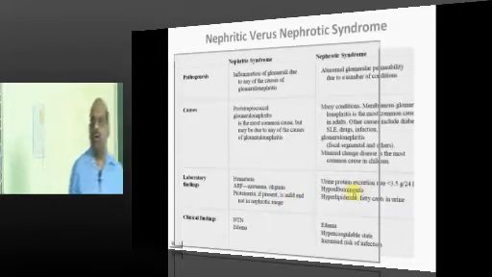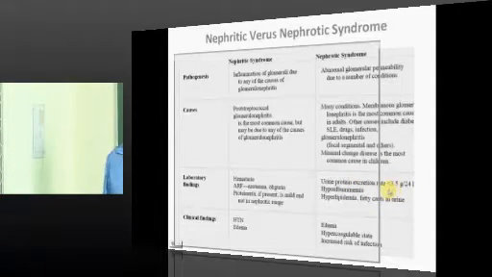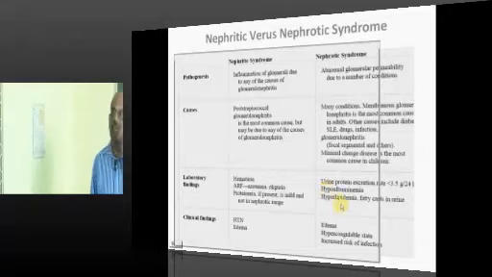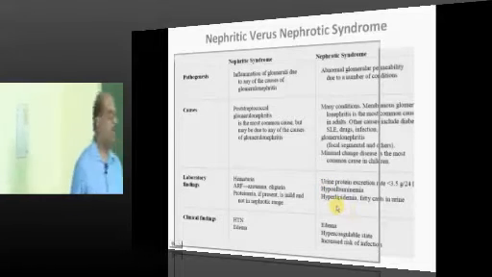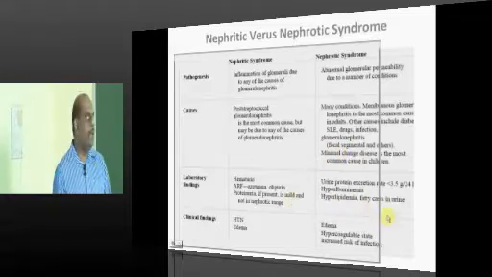To call it nephrotic, urinary protein excretion should typically be more than 2 grams per deciliter, which is considered the important criterion. Because of that, there should be hypoalbuminemia along with hyperlipidemia. These are all the important features of nephrotic.